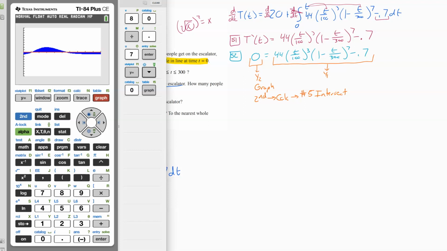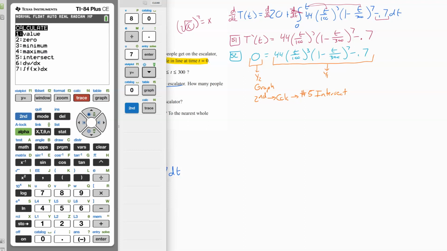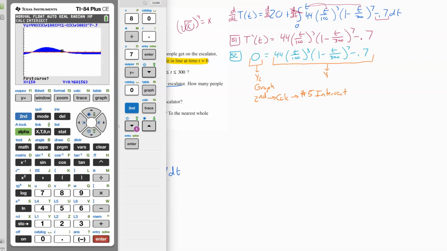So we go back in. I'm going to do a second calc. I'll choose that number 5 intersect option. It's then going to ask me a series of 3 questions. The first 2 questions I could really care less about. It's going to say, is that the first curve? Yep, that's the first curve. Go ahead and hit enter. It's going to switch automatically to the second curve for us and say, is that the second curve? Yep, that's the second curve. Go ahead and hit enter.